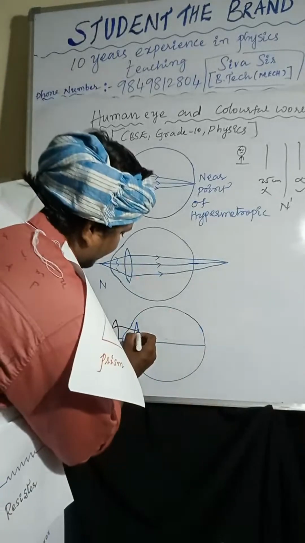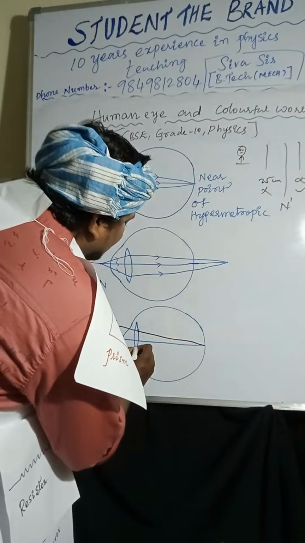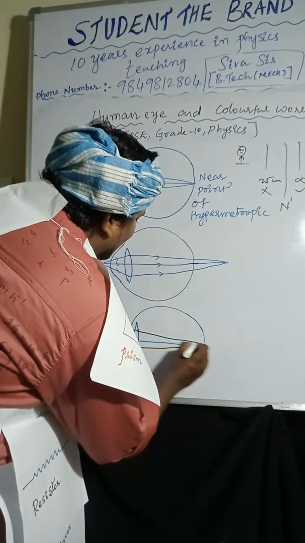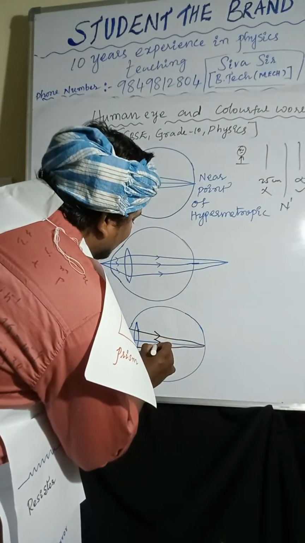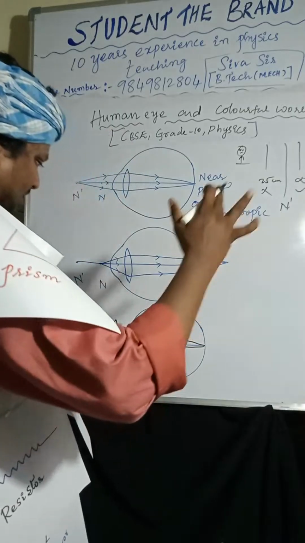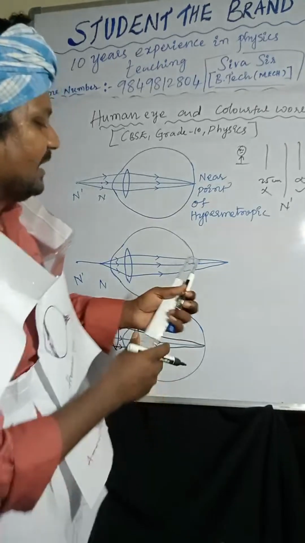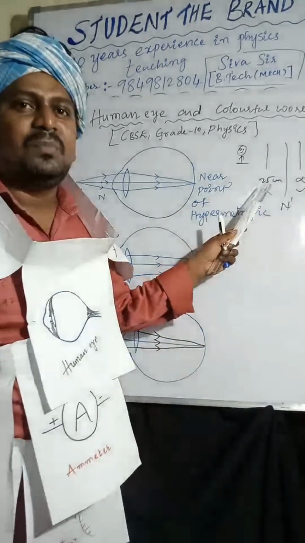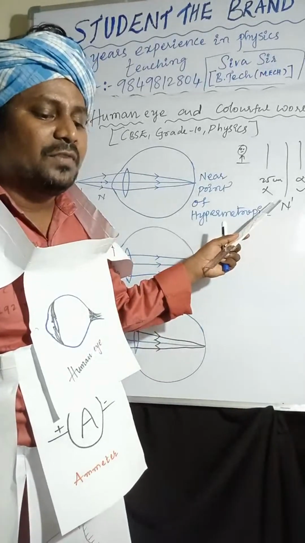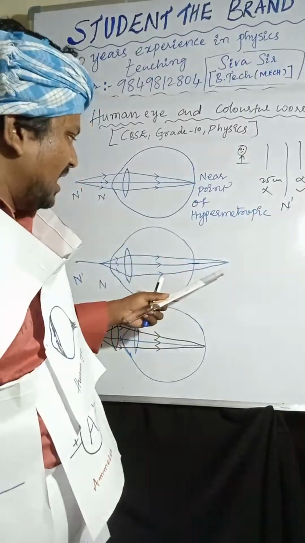So after refraction, the light rays will meet at the retina. So this is N. If our light rays are coming from infinity, they meet at the retina. If light rays are coming from 25 centimeter, he can't see. Light rays will meet beyond the retina.